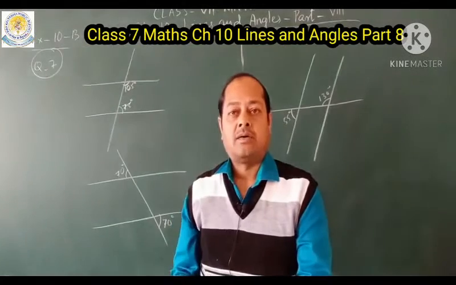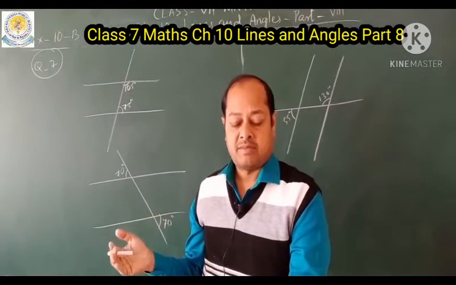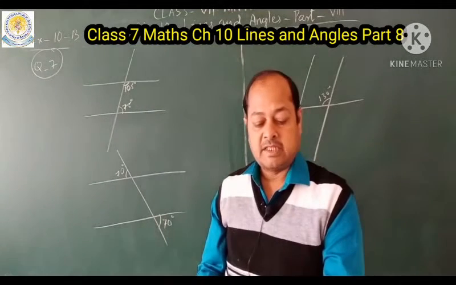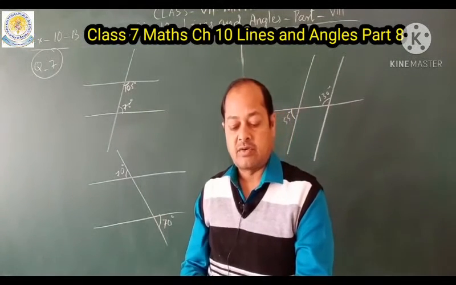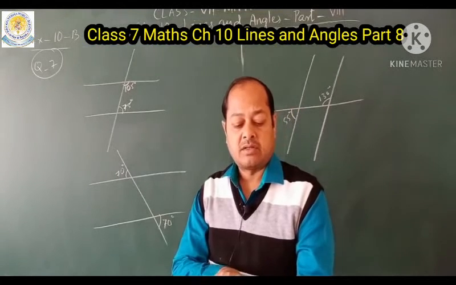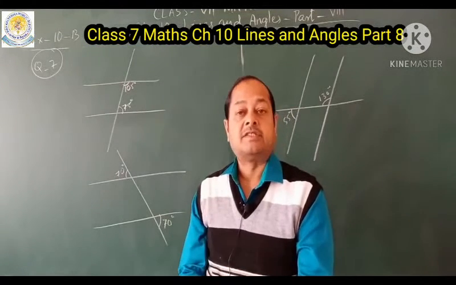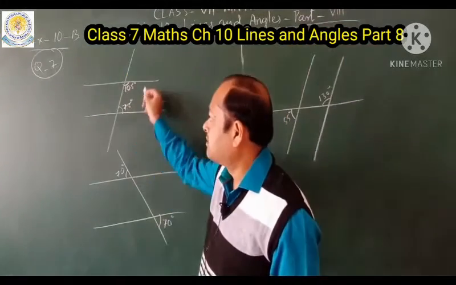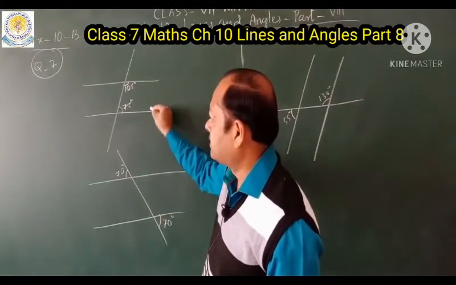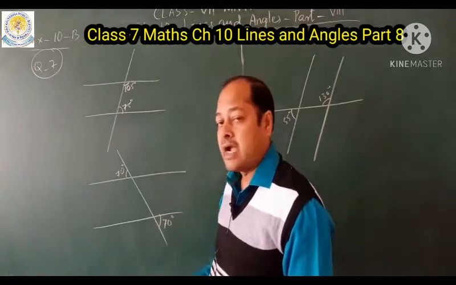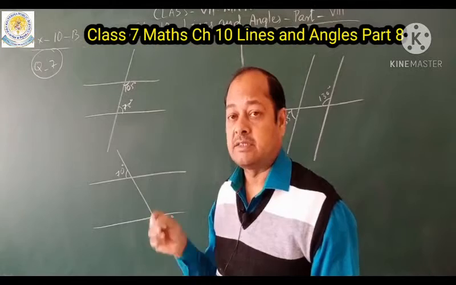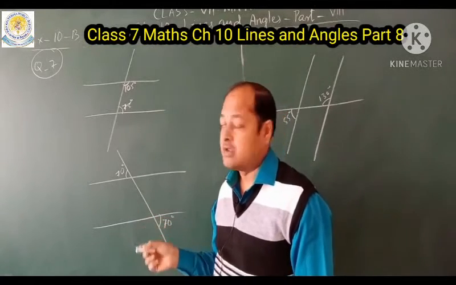Okay, now we are going to solve question number 7. It says: state whether each pair of dotted lines in the following diagram are parallel or not, and give reasons. So we have to tell whether these dotted lines are parallel or not, and with the reason why it is parallel and why it is not parallel. We have to tell the reason.